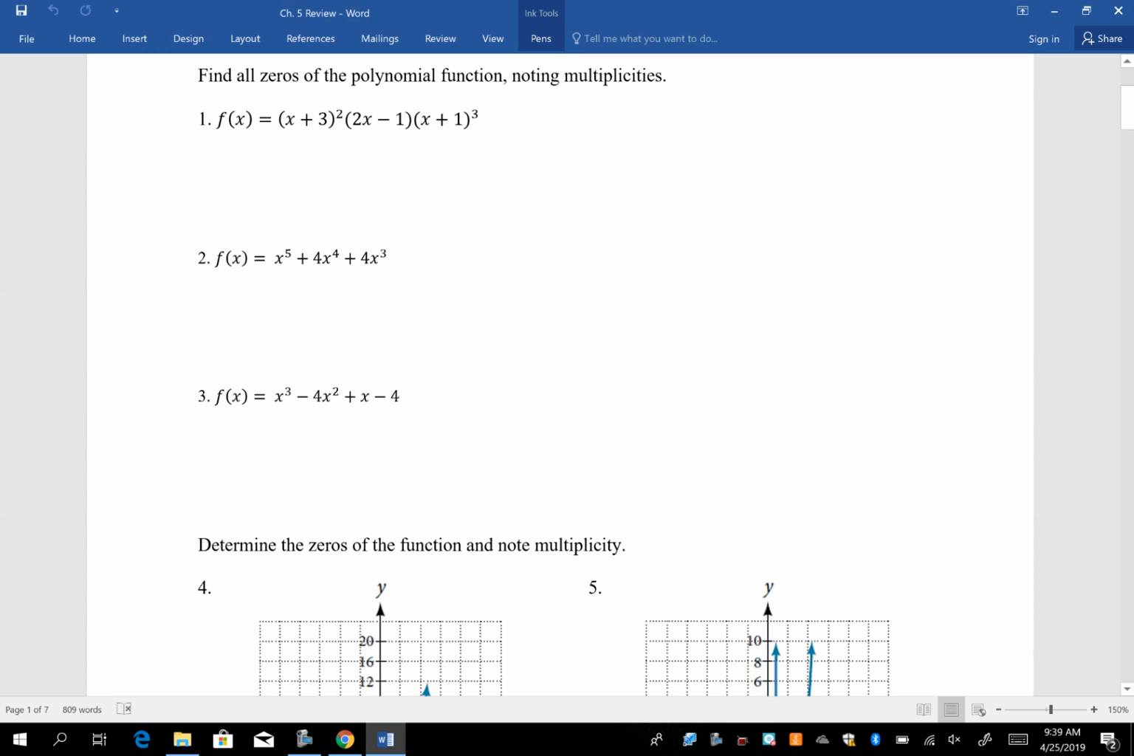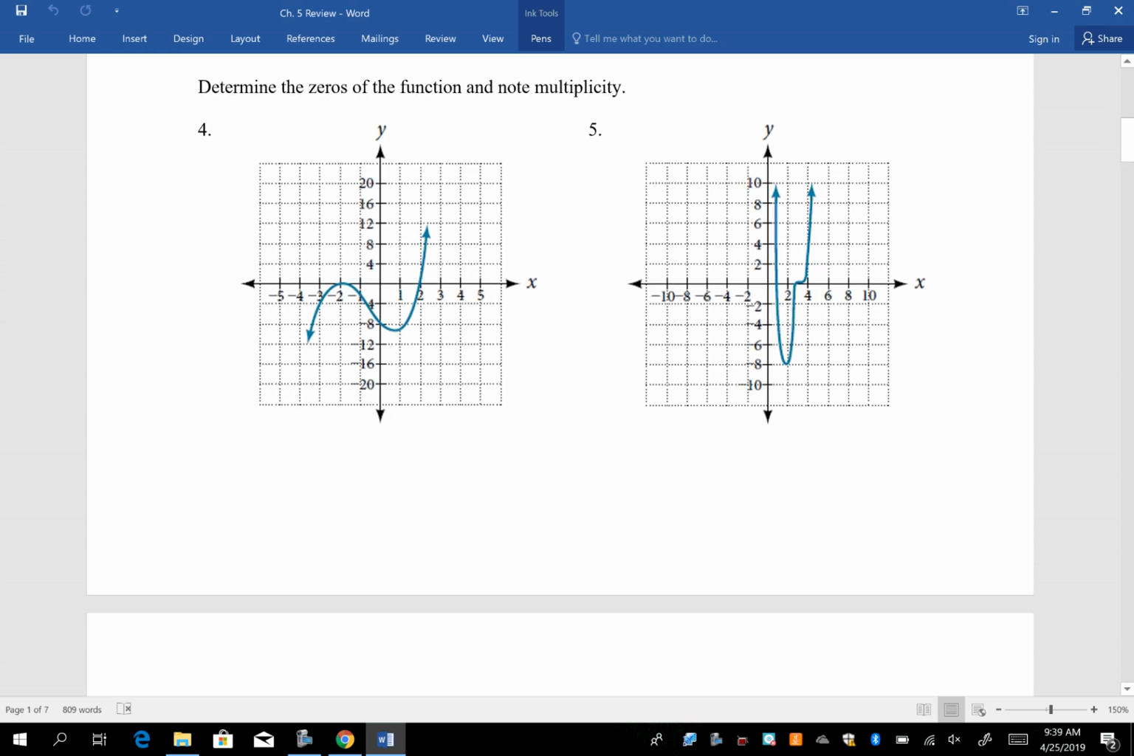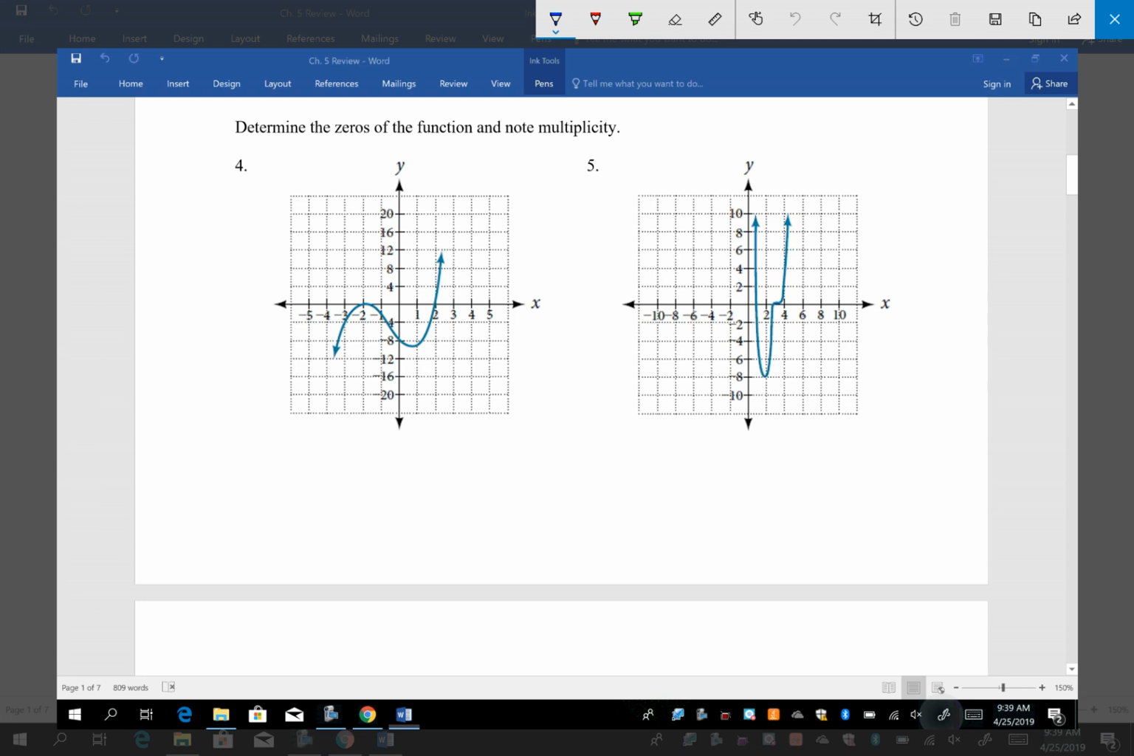Number 5. Thank you, Giuseppe. Number 5. This is in the same idea of what we just did, but now this is a great question to follow up with, Giuseppe, because this is asking about doing the same thing, but with graphing it.